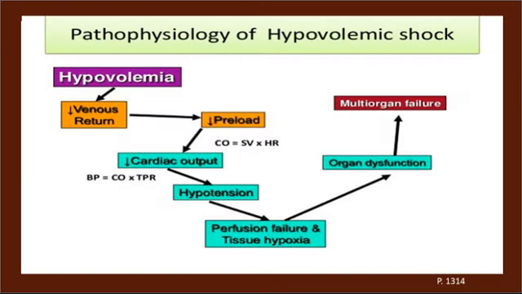Pathophysiology of hypovolemic shock. This was a slide I found that's just very helpful. It also talks about this in your text on page 1314. Decreased volume return, so there's a decreased preload, which is a decreased cardiac output, which leads to low blood pressure, decreased perfusion, tissue hypoxia, organ dysfunction, multi-organ failure. That makes total sense. Remember, it's hypovolemic if you have a volume loss of 15% or more. And it's the most common type of shock.